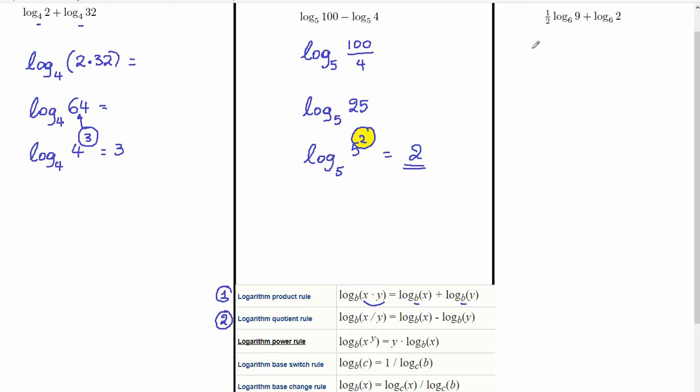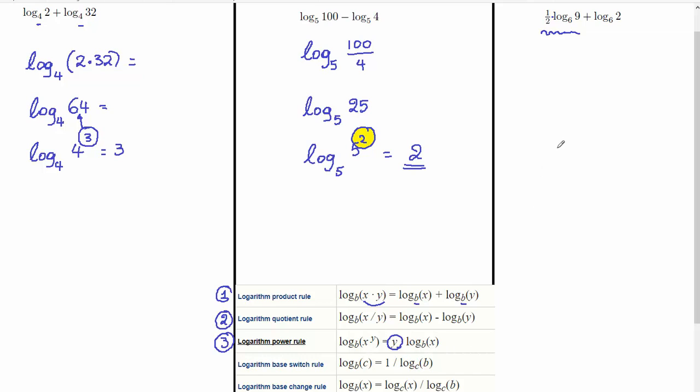Let's look at the last example. We can see right here that I have a logarithm with base 6 of 9 multiplied by a constant, 1/2. What helps me is the third property, the power rule. Whenever I have a constant multiplied by a logarithm, then this is equal to the logarithm with the same base of x, the number that is inside the argument, to the power of the constant that is multiplied by the logarithm.